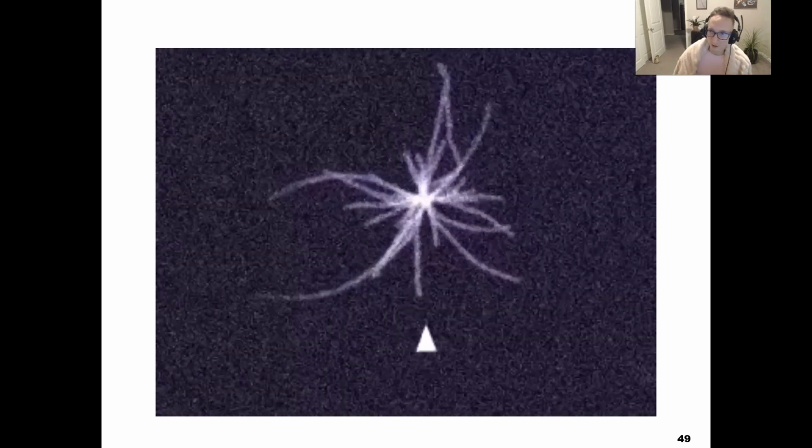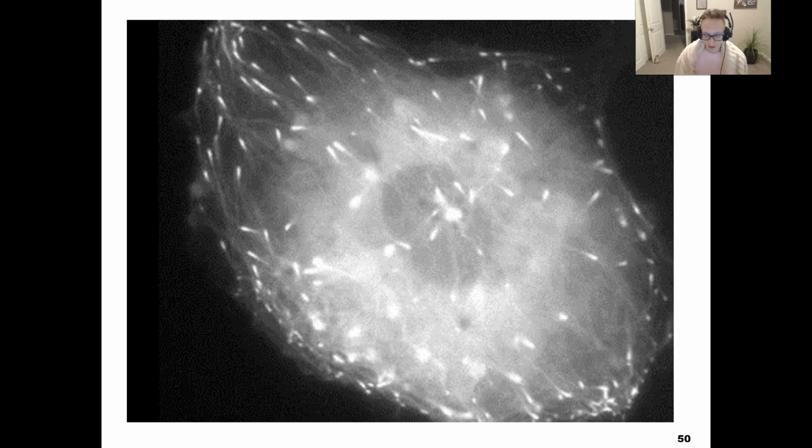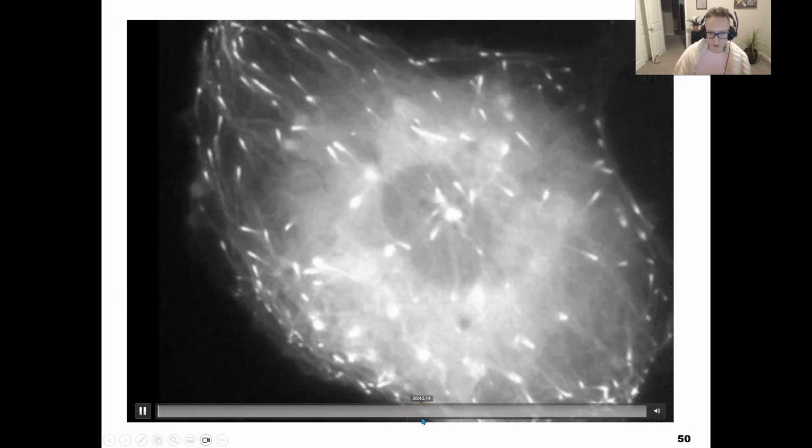I met the guy who discovered that. Timothy Mitchison, that's him. He came and visited our lab for a while. He said we were the Harvard of the Midwest, talking about the University of Michigan. I thought that was pretty cool. Okay.